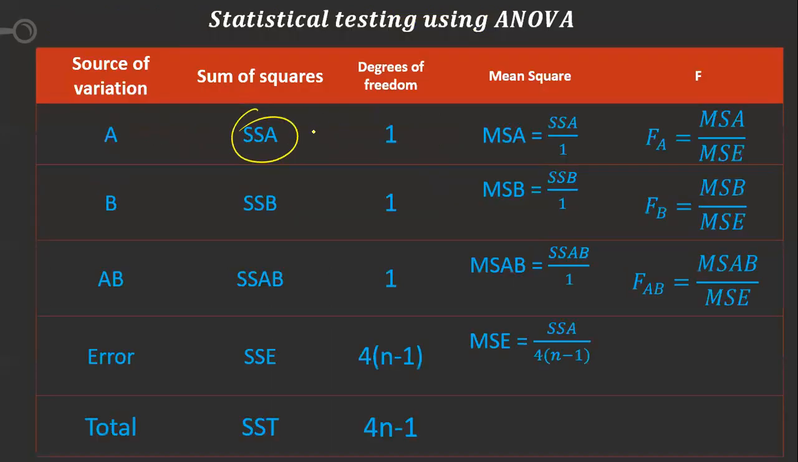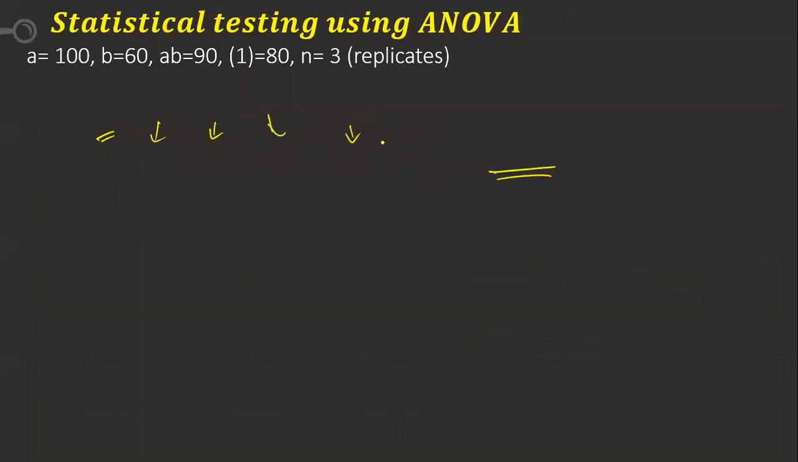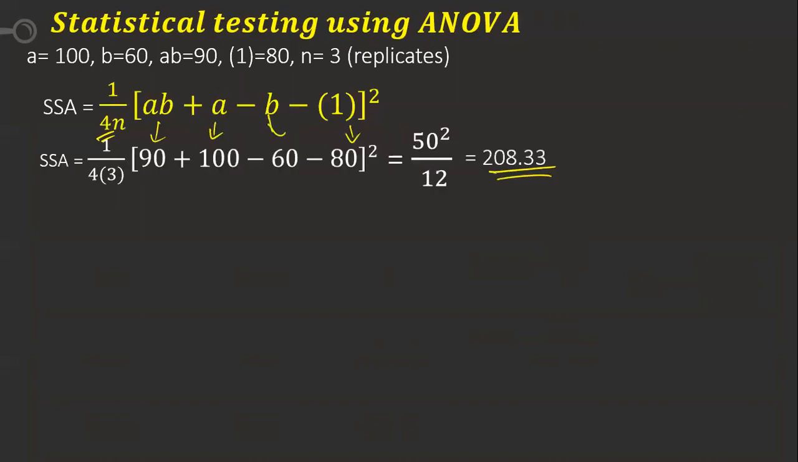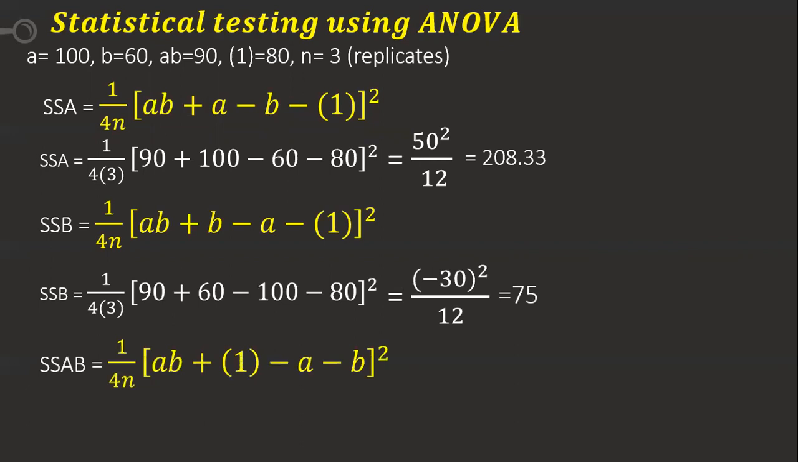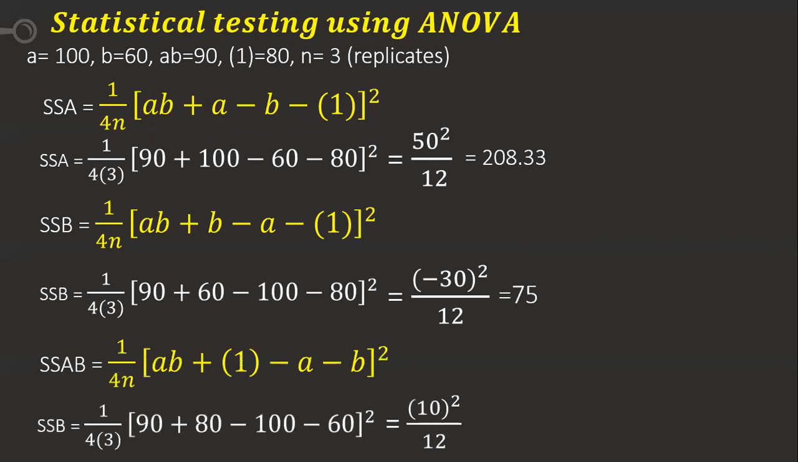Okay, so in this particular place, 208.33 only I'm going to substitute in the ANOVA table. That's what you have to remember here. Okay, right. So what will be the next one? Similarly, SSB also I'm calculating, which comes around 75. SSAB I'm calculating. This comes around 8.33. Now all these three values I'm going to substitute in the ANOVA table here.